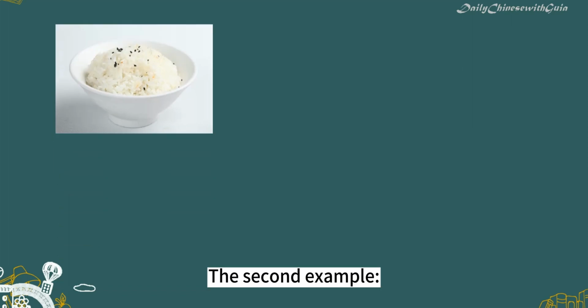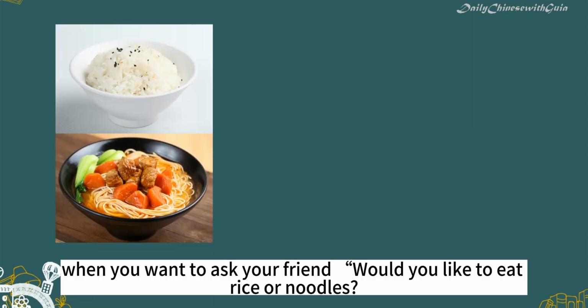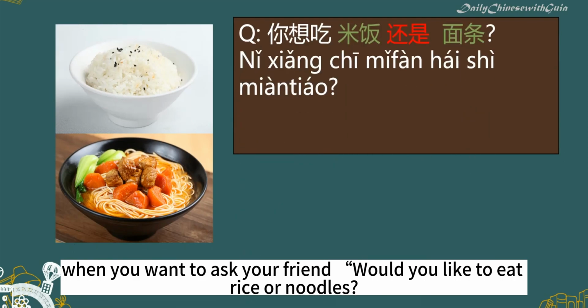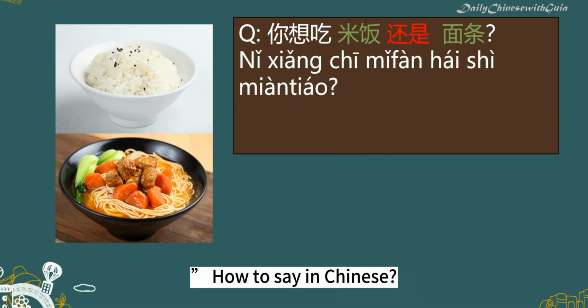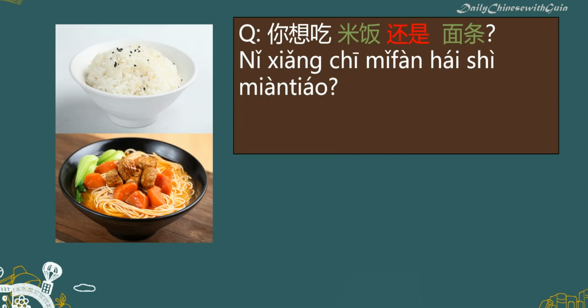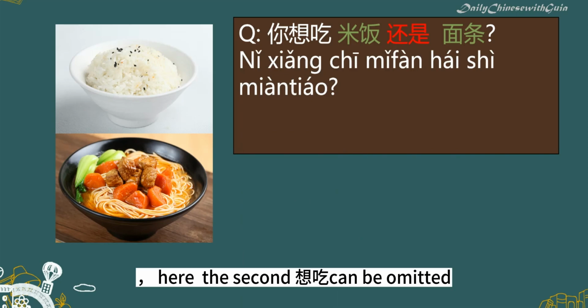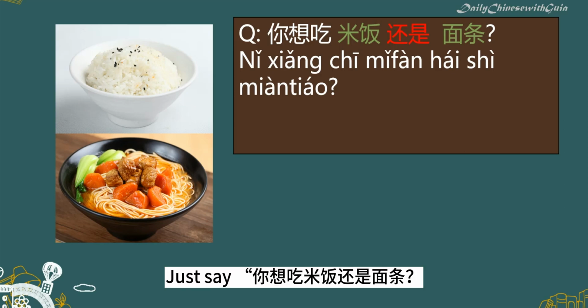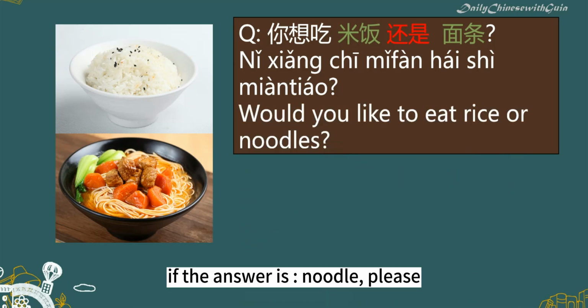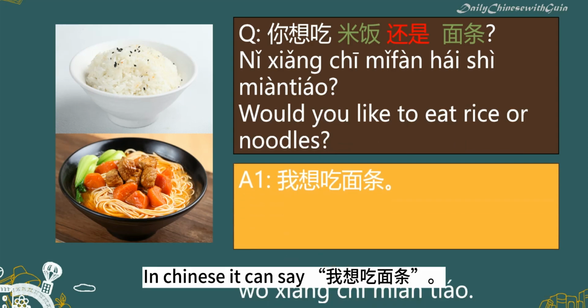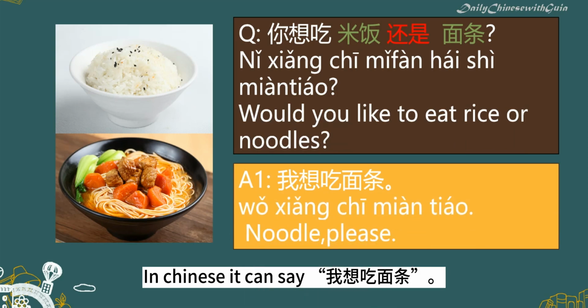The second example, there is rice and noodles. When you want to ask your friend, would you like to eat rice or noodles? How do you say it in Chinese? 你想吃米饭还是面条? Here, 想吃 can be omitted. Just say 你想吃米饭还是面条? If the answer is noodles please, in Chinese they can say 我想吃面条.